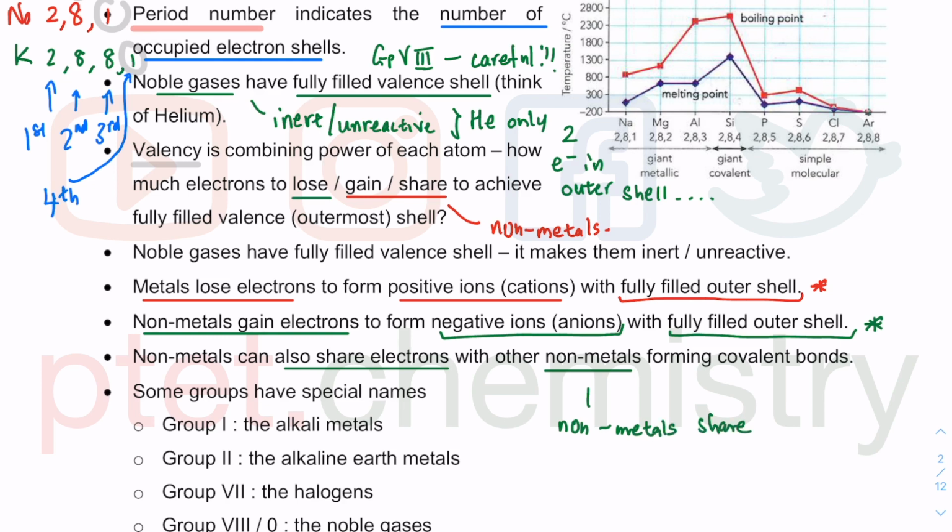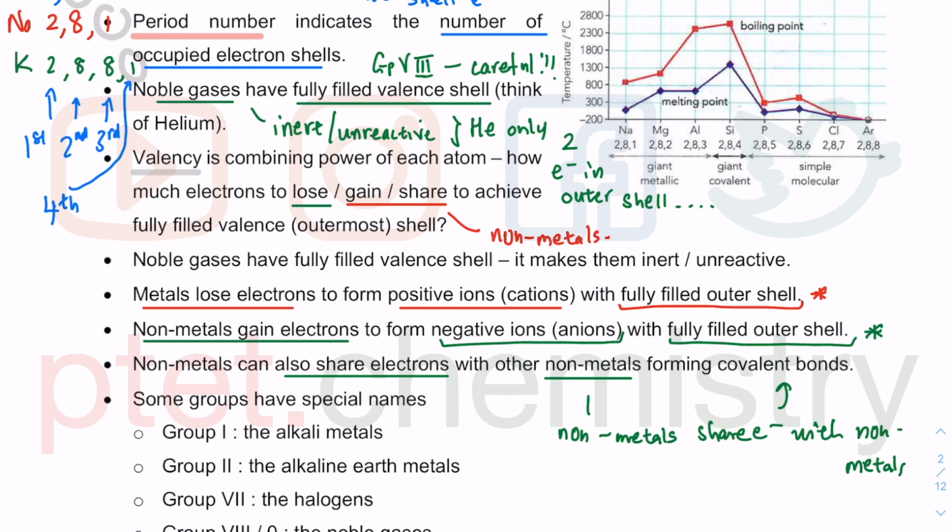So they share electrons with non-metals, and as a result of that, they'll form covalent bonds. And the objective is the same thing. You want to get to a fully filled outer shell. That is always the main objective of bonding. Why do you bond? To get to a fully filled outer shell.